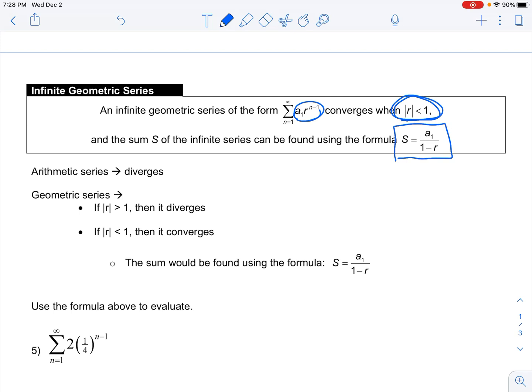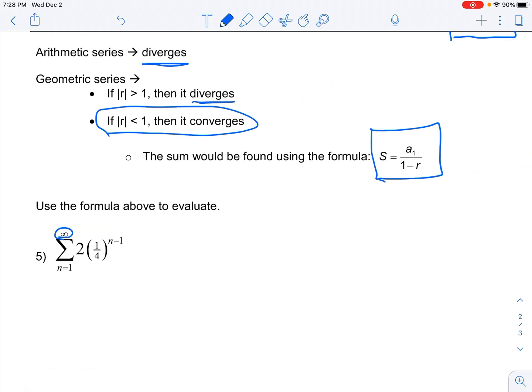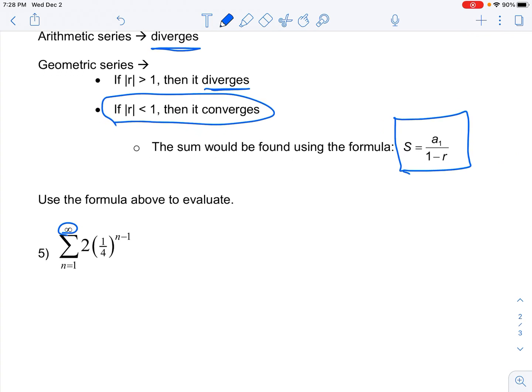Okay? So one thing you have to realize, if it's an arithmetic series, it will always diverge or be divergent. Geometric series, if r is greater than 1, it diverges. But if the absolute value of r is less than 1, it converges. And here is this formula for finding the sum of the infinite series. You only use this formula when there's an infinity symbol as your upper bound.